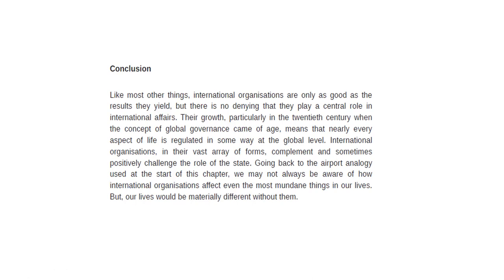International organizations in their vast array, again, variety of forms, complement and sometimes positively challenge the role of the state. Going back to the airport analogy used at the start of this chapter, we may not always be aware of how international organizations affect even the most mundane, or everyday boring things in our lives, but our lives would be materially different without them. So I have one last question here in this conclusion area. So don't worry about the last page. Final question, we've done the reading.